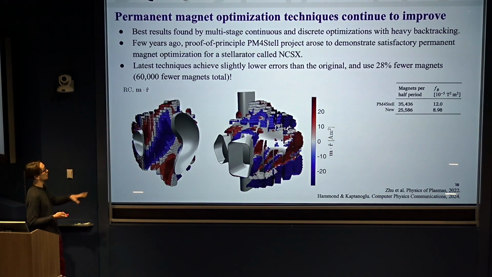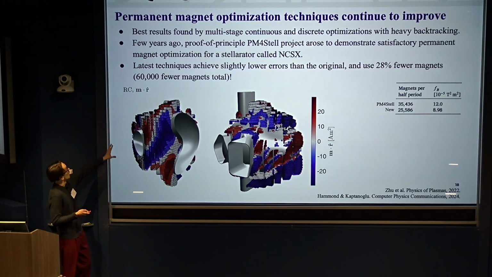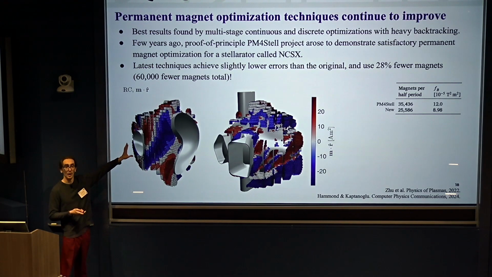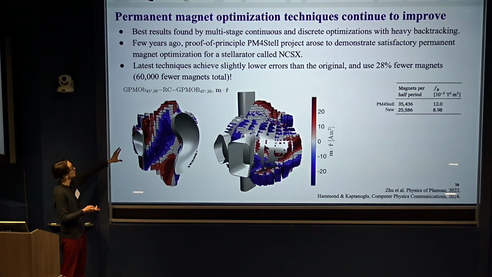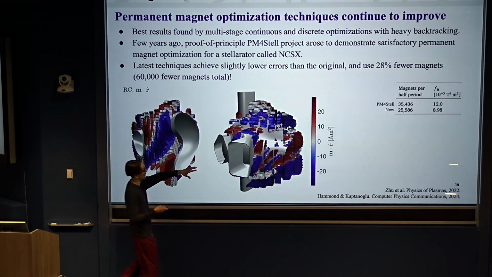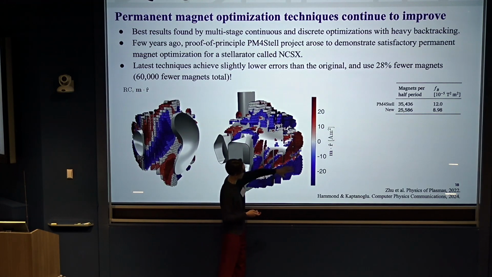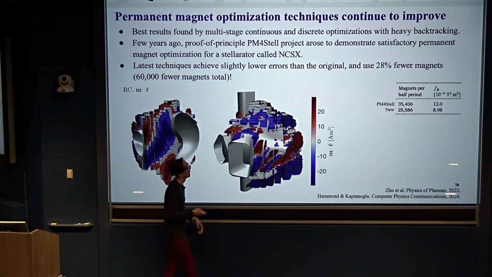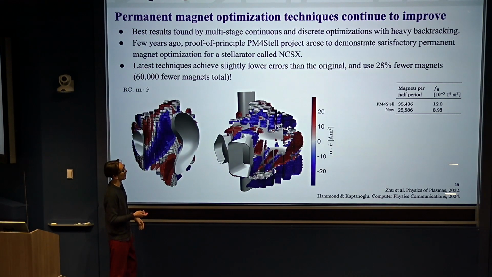Just to show you here, this is the radial component of the dipole moment of each of the permanent magnets in the original NCSX PM4Stell solution. And then this is our solution. And you can see there are wide swaths of magnets here at the top and on the bottom here that we are able to get rid of in this new solution.